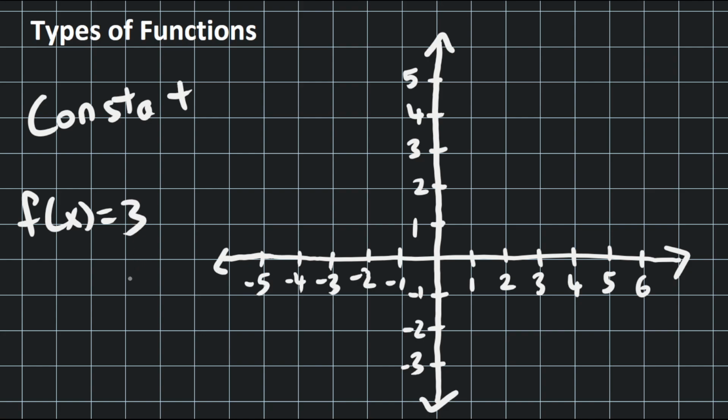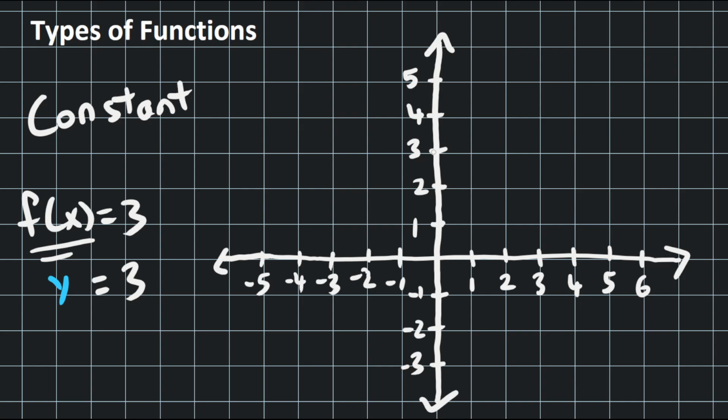And how do we graph this? So f of x equals 3, well, this is actually just a horizontal line. If we think of f of x equaling y, remember on a graph y equals f of x, this is actually just y equals 3. So y equals 3, this is a horizontal line, and we know how to graph those.